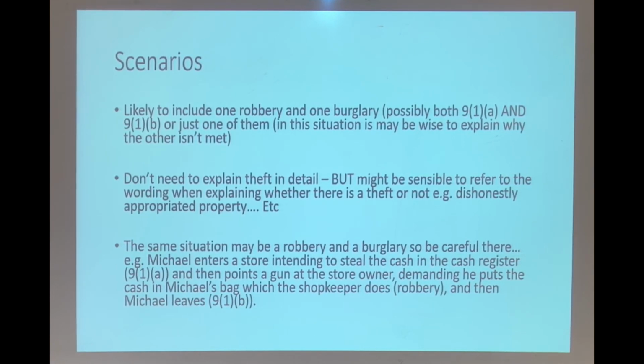So for instance, Michael enters the store intending to steal the cash in the cash register. Obviously, as he enters the building with the intention to steal, as a trespasser, he's guilty of 9(1)A. When he points a gun at the store owner demanding he puts the cash in Michael's bag, which the shopkeeper does, he's arguably committing a robbery. And then when he leaves with the money, he's committing a 9(1)B because he's completing a theft after he's entered the building as a trespasser. So bear in mind that the same situation could in fact be all three, or some sort of combination of them as well.